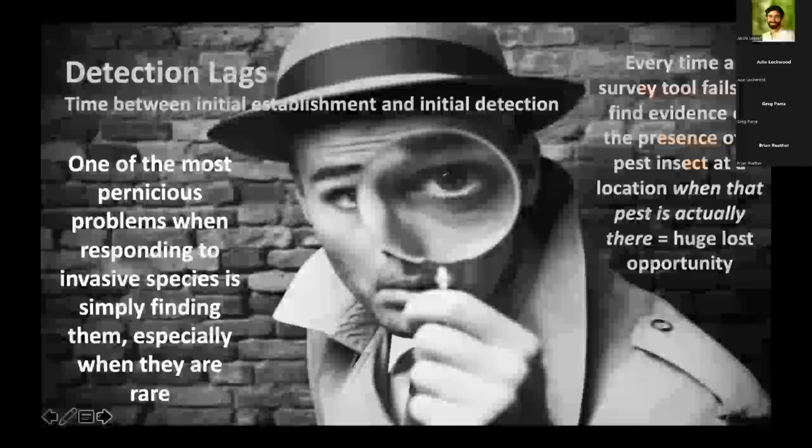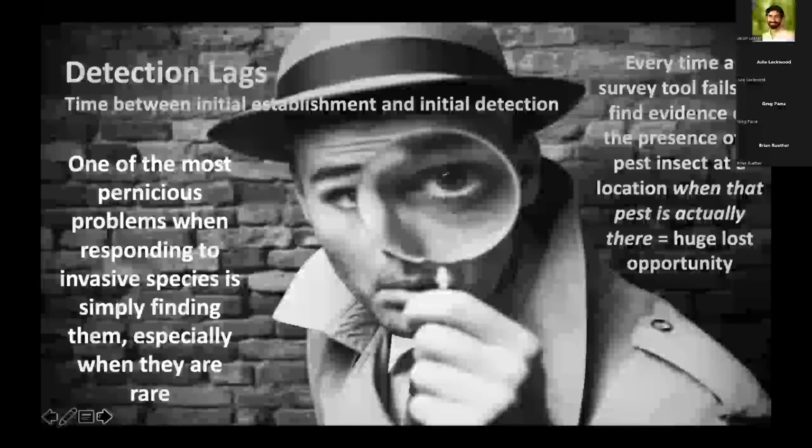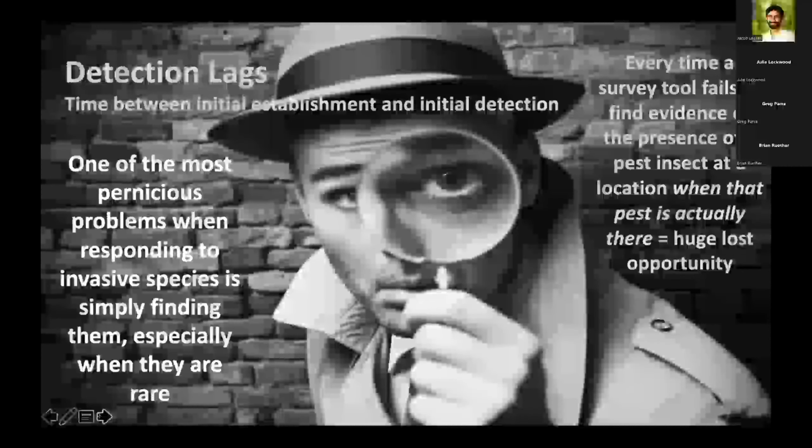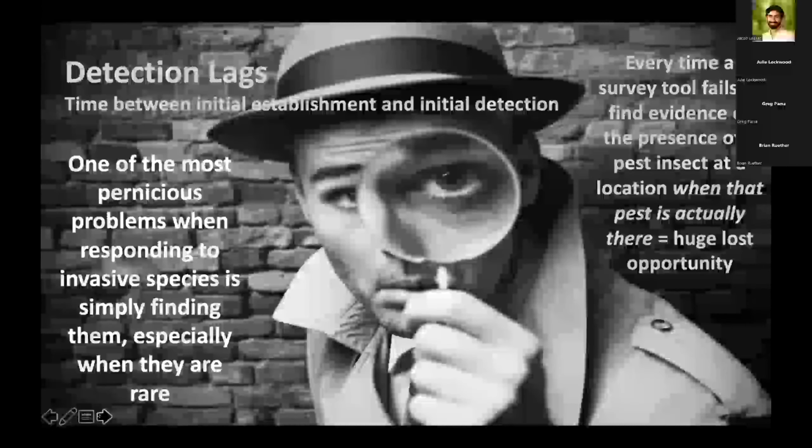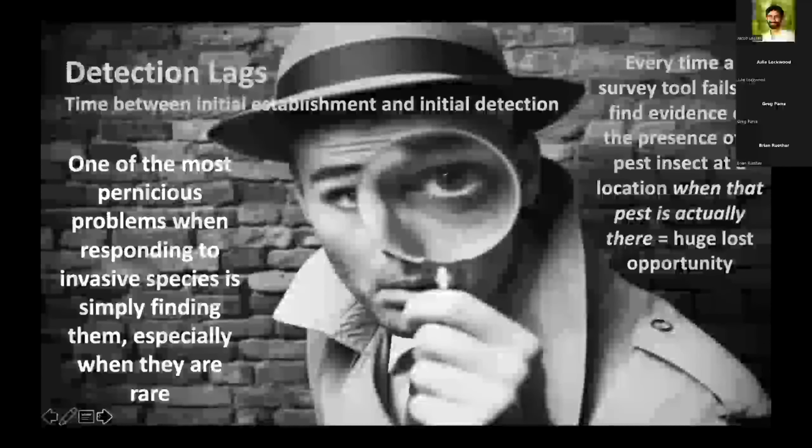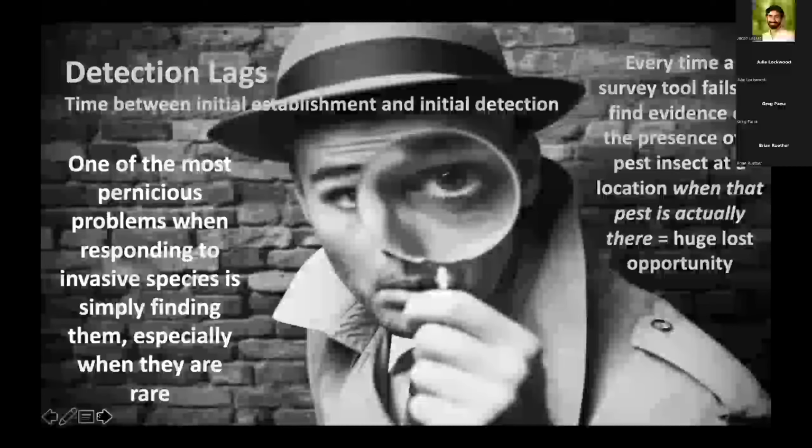So that idea, the distance between the point of local establishment and when you detect it, is called a detection lag. They're very hard to measure in reality. Sometimes you can get a feeling for that for forest insects, especially wood-boring forest insects, by looking at tree cores.